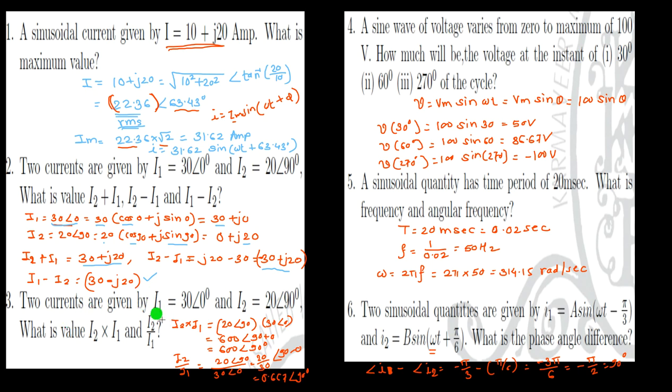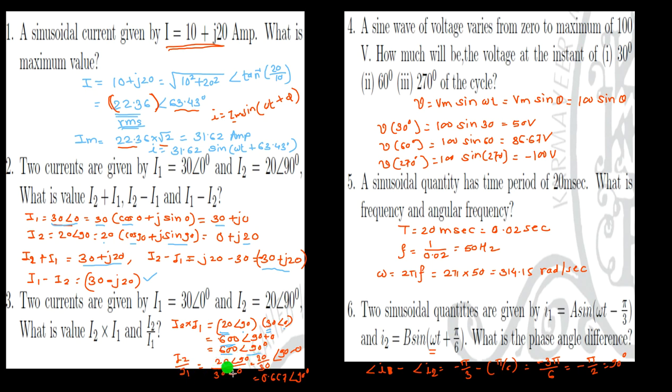Similarly, two currents are given by I1 equal to 30 at an angle of 0 and I2 equal to 20 at an angle of 90. What is I1 into I2 and I2 by I1? I2 into I1 is 20 at an angle of 90 multiplied by 30 at an angle of 0. Multiplying the magnitudes, 20 into 30 is 600, and adding the angles, 90 plus 0 is 90. So it gives you 600 at an angle of 90.